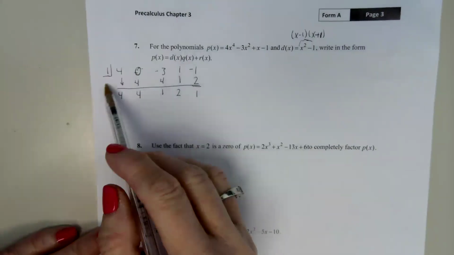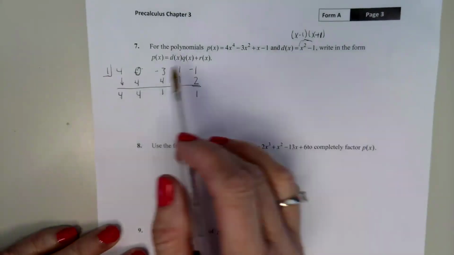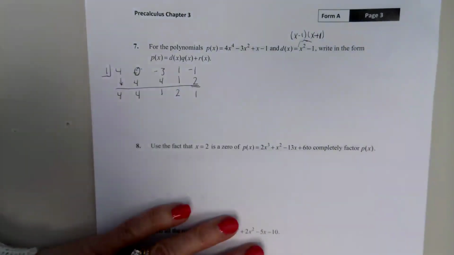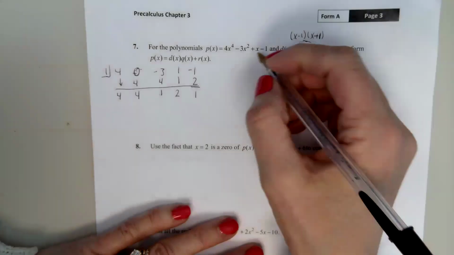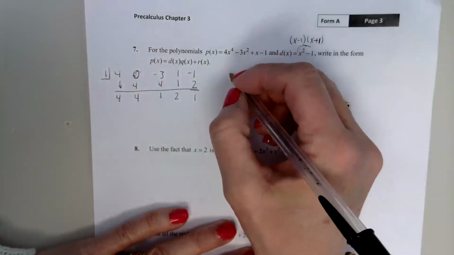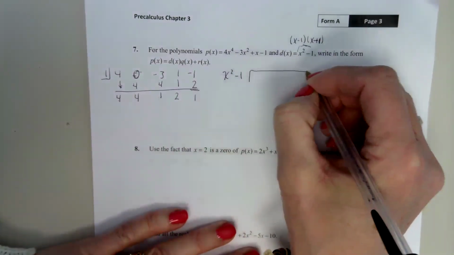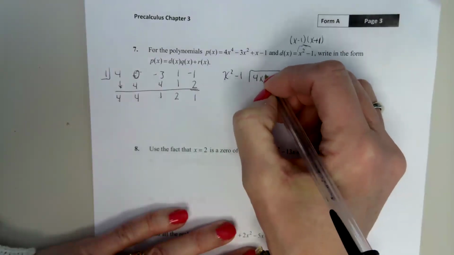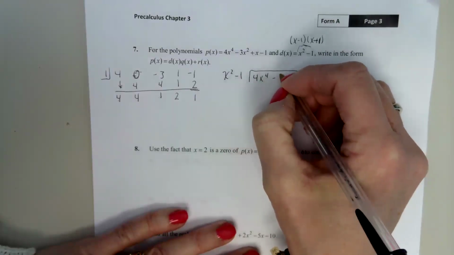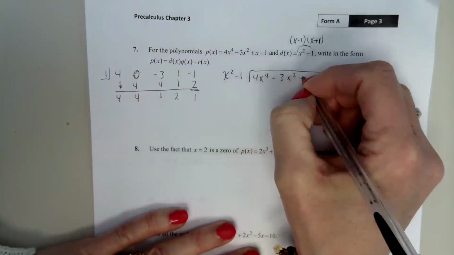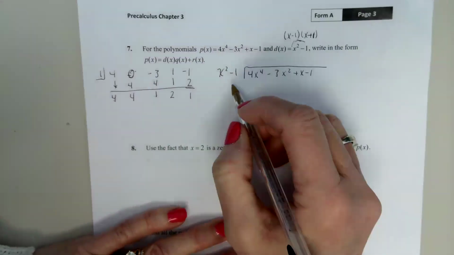I just realized using synthetic isn't going to work because it's not evenly divisible. So we're going to have to use long division. So x squared minus 1, 4x to the 4th minus 3x squared plus x minus 1. I just thought about that.